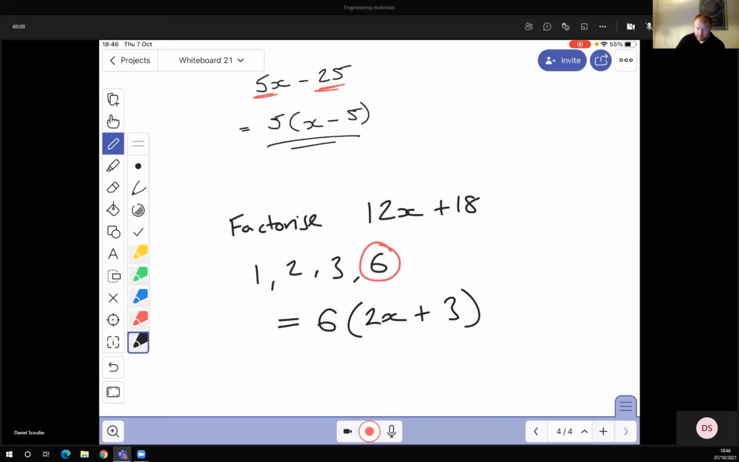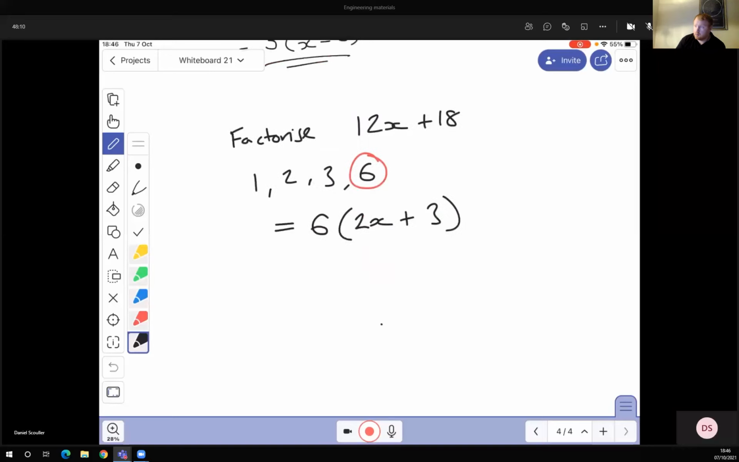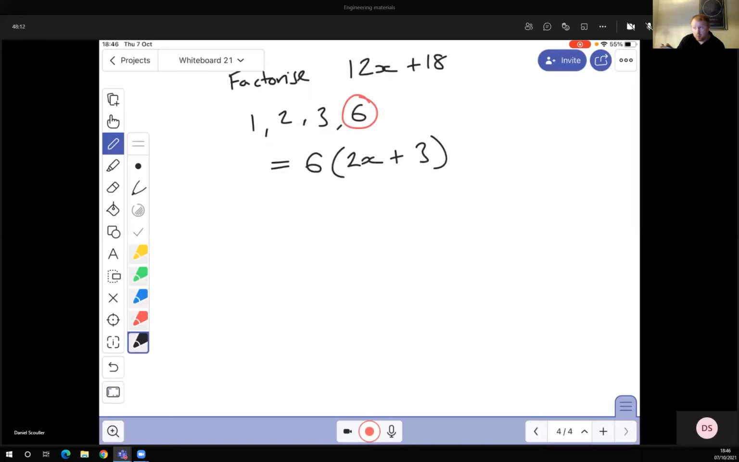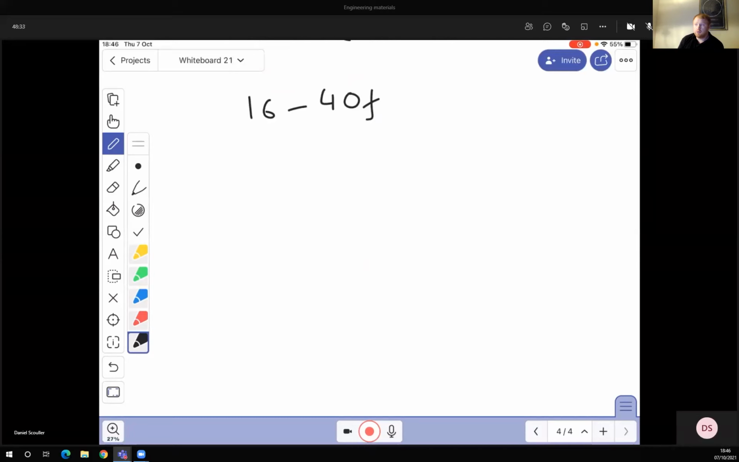Now, an important part of it is sometimes they will put the number and letter at different points. They'll switch it about like this: 16 minus 40f. And they'll ask you to factorize that. So run that one up there.